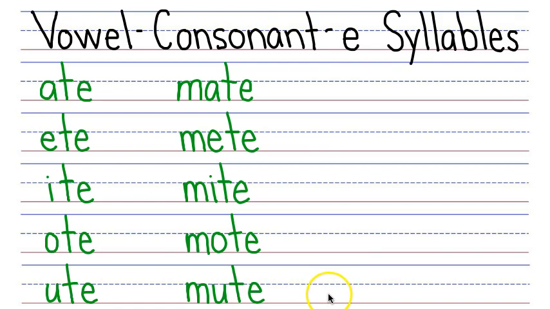These are all vowel consonant E syllables because they are syllables that end with a vowel consonant E pattern, where the E is silent and the spoken vowel makes a long vowel sound.